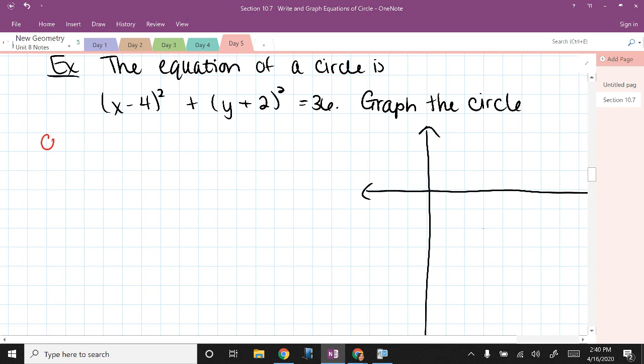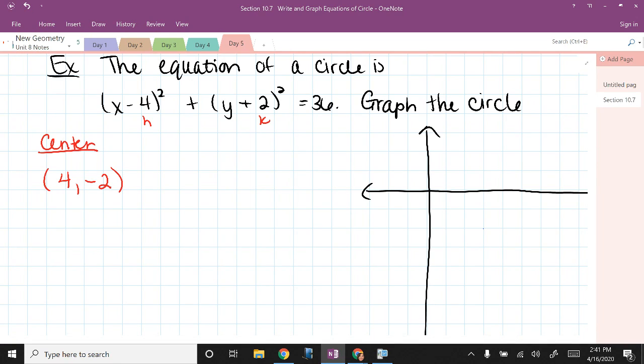So remember the center, this is my opposite of my H and this is my opposite of my K. So I changed the signs, okay? So whatever they have in parentheses, I changed the sign. So that's a -4. So that means my H is a +4. And my K is a +2. So that means my Y value for my center is a -2. Okay? So that's the first thing you're going to do. Change your numbers in the parentheses for X and Y, and those are your H and your K. Change both their signs. Okay?